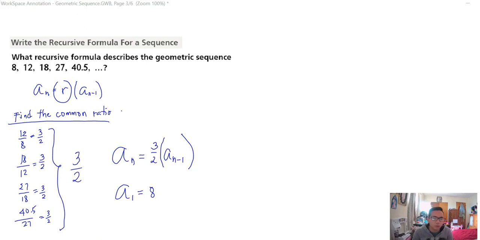So there you go, how to write the recursive formula for a sequence. In this one, we have the formula, and make sure that you follow the condition that the first term is 8, because that's the initial number. All right, so let's proceed with the next one.